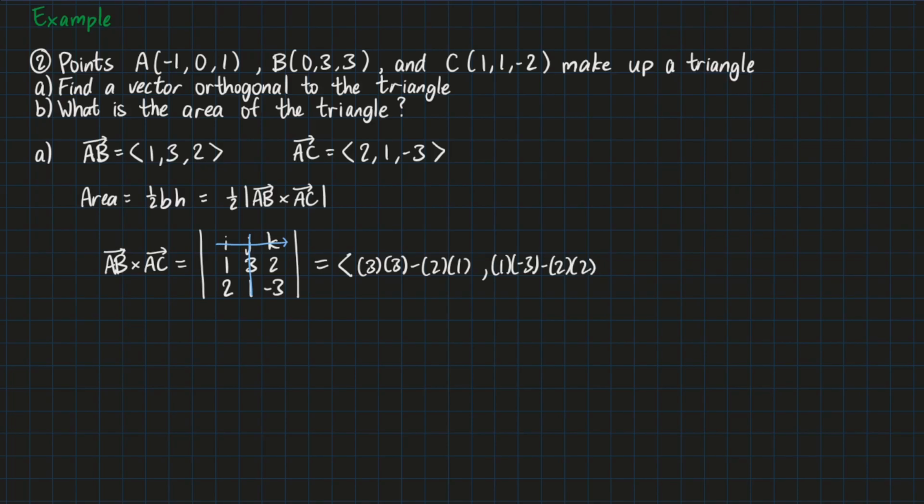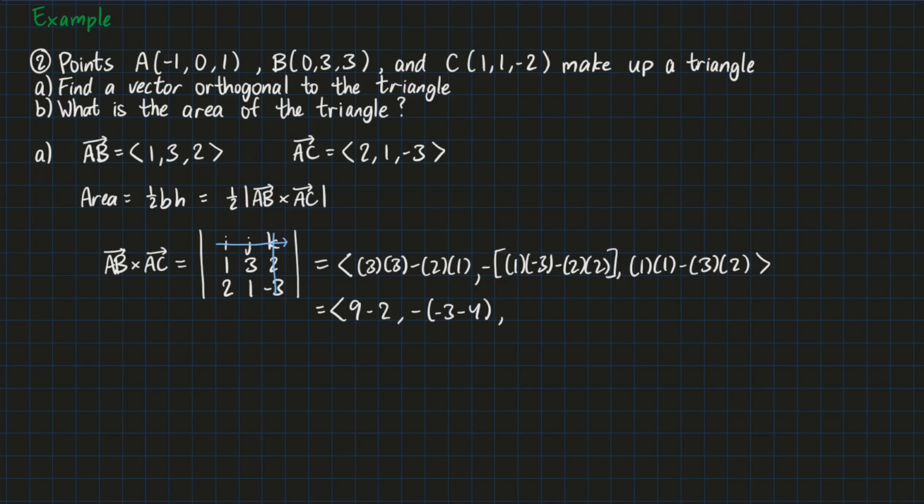And now for k, 1 times 1 minus 3 times 2. And then remember, because this is a 3 by 3 determinant, whenever we have the middle value, j, that is going to have a negative sign in front of the answer. So this equals 9 minus 2, negative 3 minus 4, 1 minus 6. So AB cross AC equals negative 11, 7, negative 5.